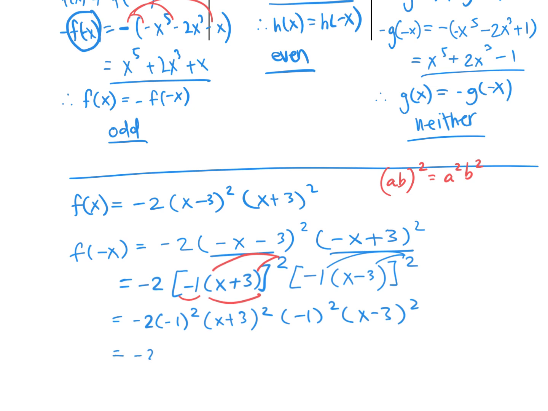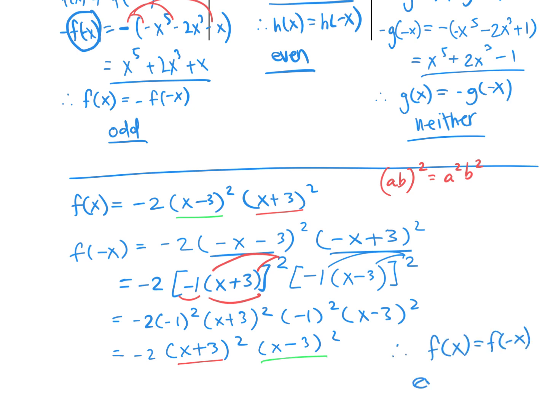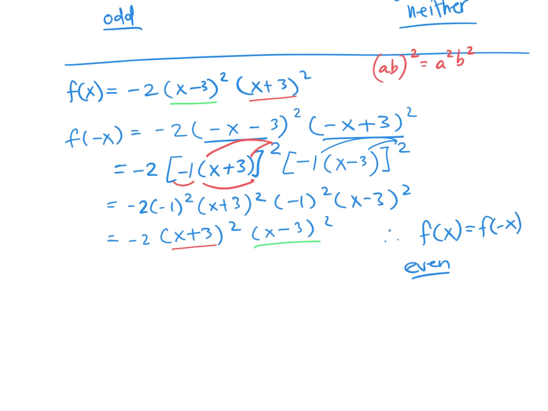And now, time to clean up. Negative 1 squared is positive 1. No need to write that. Negative 1 squared again, still positive. No need to write that. And now if I compare, yes, my brackets are in a different order, but the order of multiplication doesn't matter. So these do, in fact, match. So f at x equals f at negative x, making it an even function. Let's try one more.